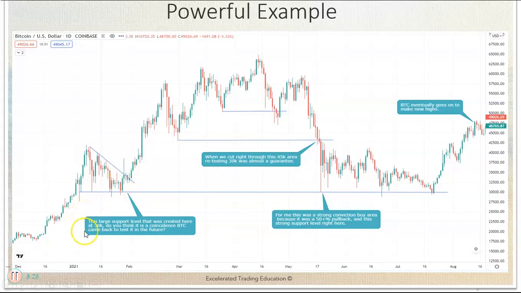So this large support level that was created here at $30,000, do you think it is a coincidence that Bitcoin came back and tested it in the future? Heck no. This is the biggest support area that it had since it left the station at like $3,000. So as we worked our way through here, it came right back down to that level, right? These are things that we can anticipate happening, but it has to get through certain areas first, right?